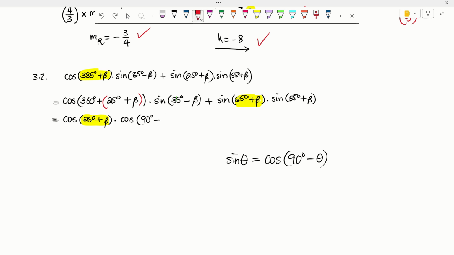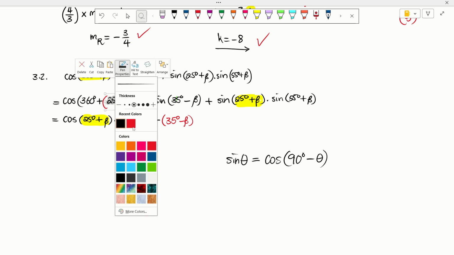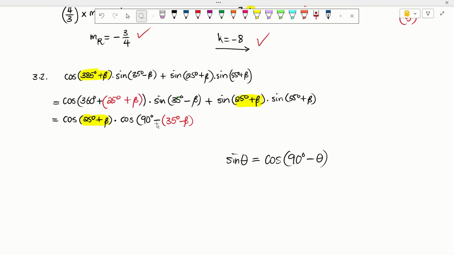I'm going to use red again so that you see the main angle, 35 degrees minus beta. Maybe I also write it in red. So let me also change this and write it in red. Okay, very good. So I close the bracket now, and then I write everything else the same way it was. Sine 25 degrees plus beta multiplied by sine 55 degrees plus beta.